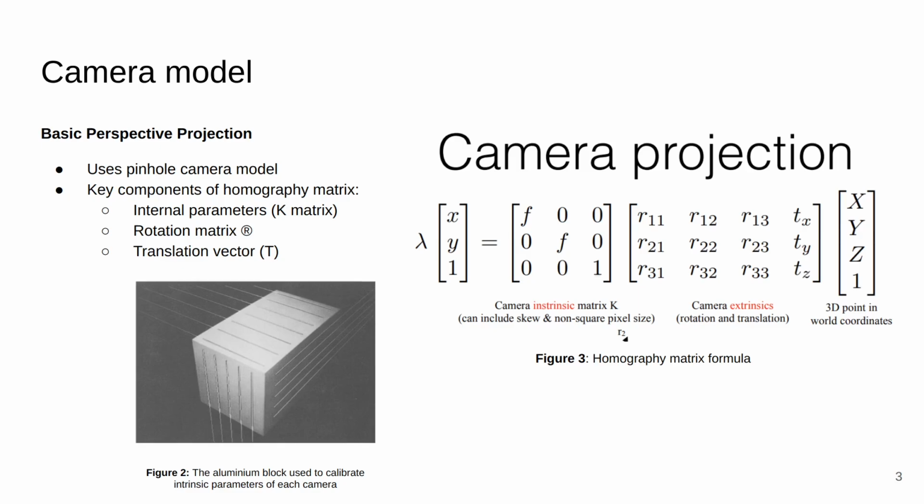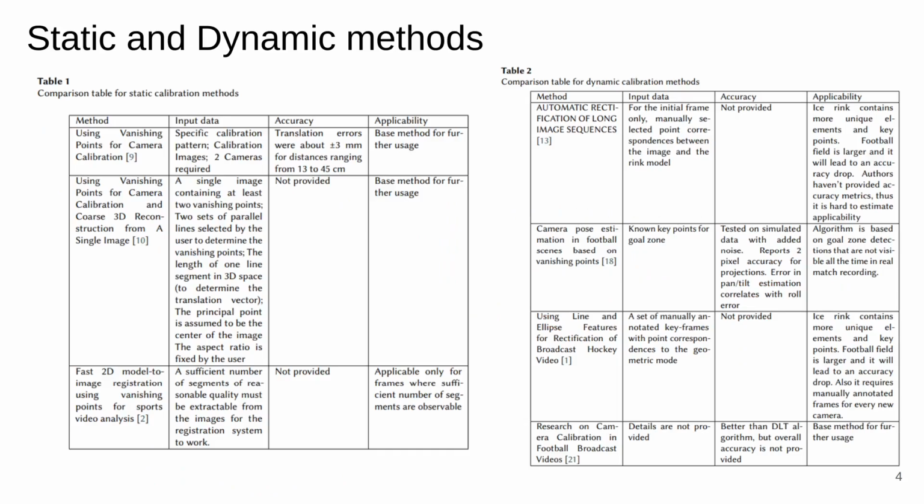These components together form what we call the homography matrix, a mathematical transformation that maps points between the football field plane and the image plane. Understanding this matrix is crucial because it allows us to convert between what we see in the broadcast image and actual positions on the football field. Let's move forward to see how different methods approach the challenge of determining these parameters.